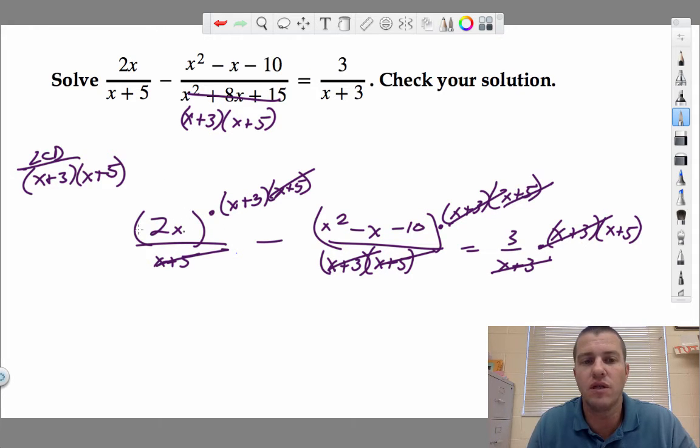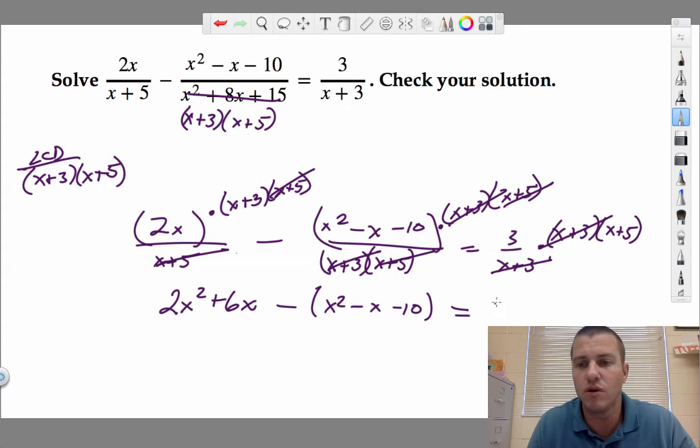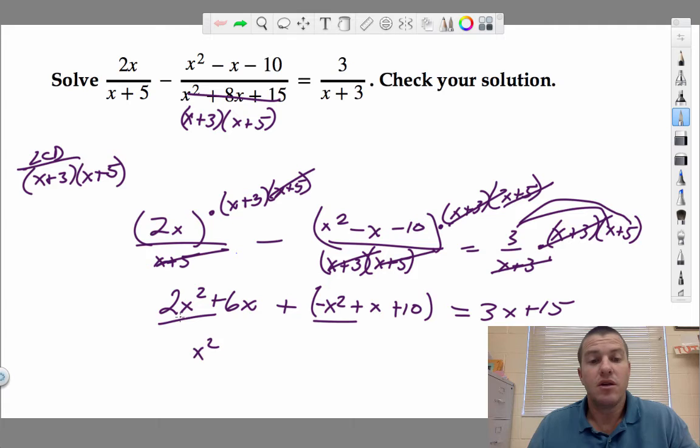And then you're going to simplify it. So I have 2x times x plus 3, which becomes 2x squared plus 6x, minus, leave this in a parentheses unless you're changing the signs at that point, equals, and 3 times x plus 5, distribute there, 3x plus 15. And so to distribute this negative, that becomes a negative, this becomes a positive, this becomes a positive. And combine your like terms. 2x squared minus x squared becomes x squared. 6x plus x becomes 7x. Plus 10 equals 3x plus 15.